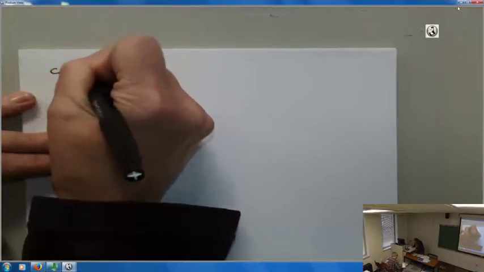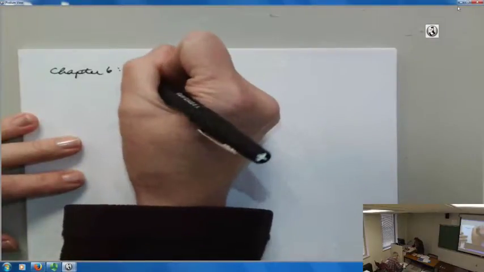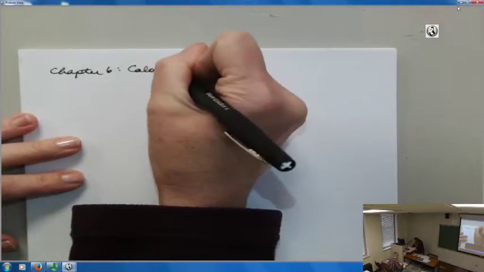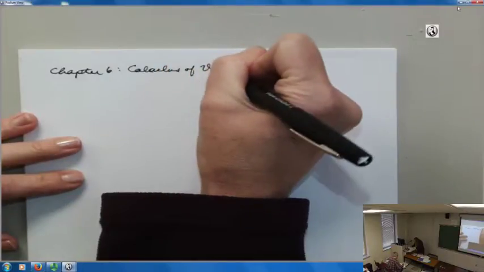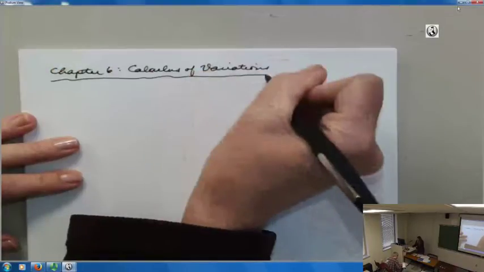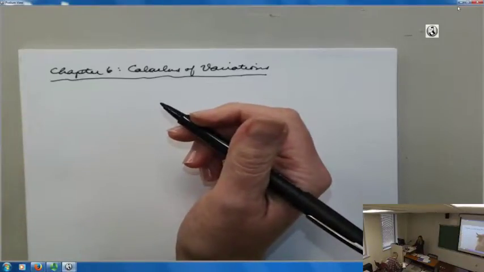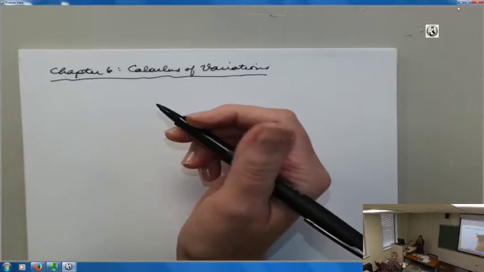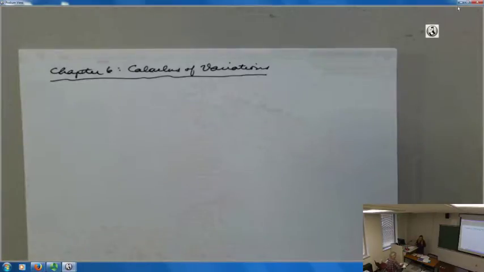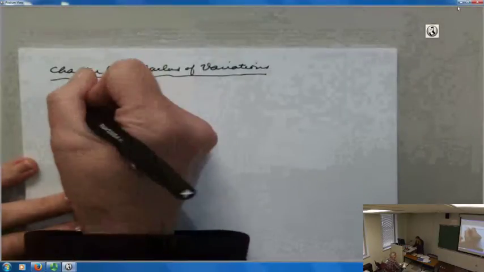So, Chapter 6. Topic is calculus of variations. Okay, so what we're going to be talking about relates to systems where the Newtonian representation of mechanics is not convenient mathematically. So let's talk about this first in terms of coordinate systems.